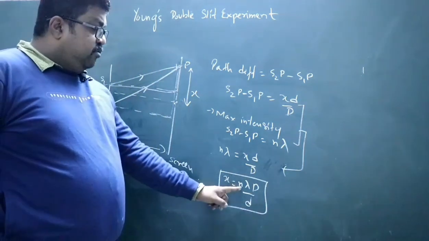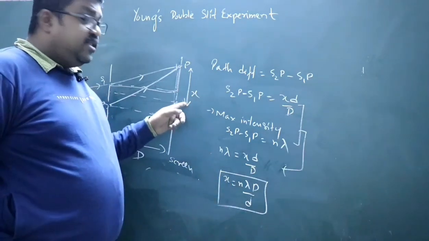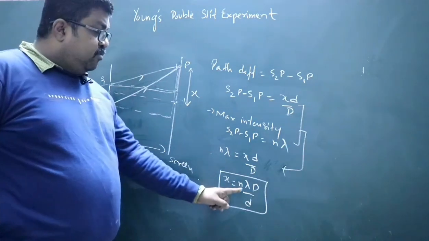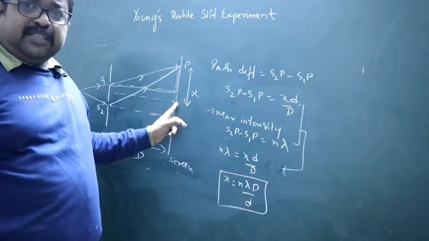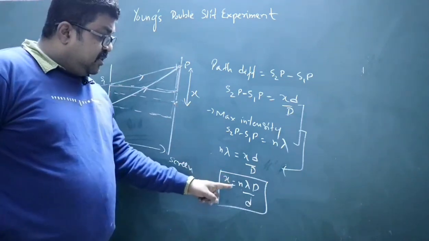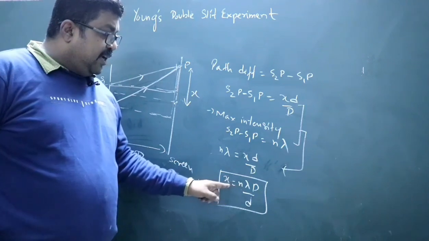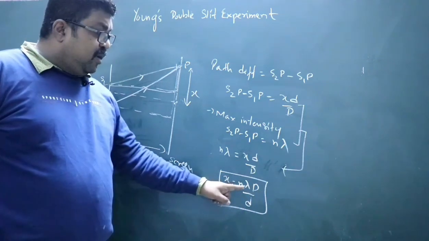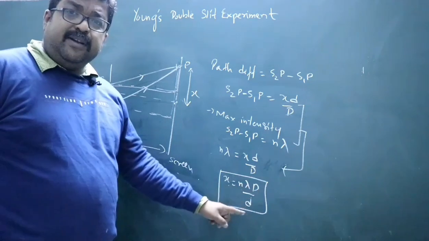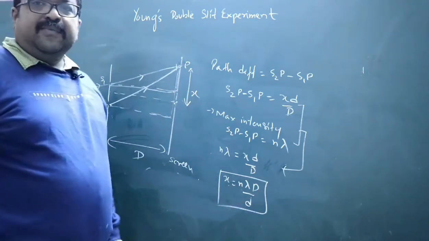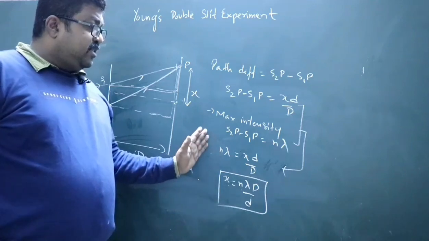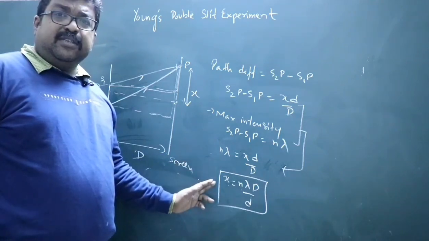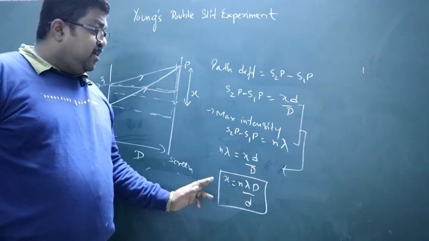So for n equal to 0, what is this x? x is the distance from the center. So for n equal to 0, x is equal to 0. That means at the center of the screen, we will get a maxima. Then for n equal to 1, we will get x equal to lambda D by d, x equal to 2 lambda D by d, x equal to 3 lambda D by d. So at such distances, you will get a maximum intensity. So this is the condition for maximum intensity. At these distances from the center of the screen, you will get maximum intensity.